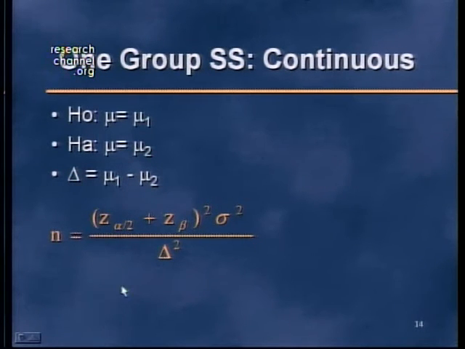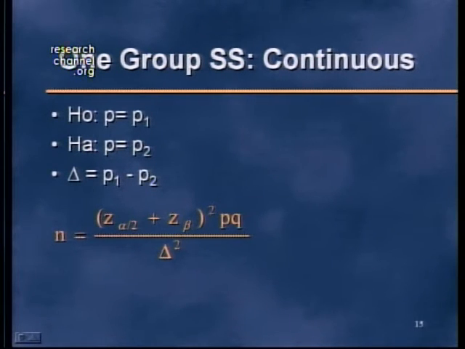And for the hypothesis testing framework, we would need to solve for the sample size as a function of both alpha and beta and variance, as well as this difference that we'd like to detect between a null and alternative hypothesis. So the components of sample size calculation for one group when you have hypothesis testing are specifying alpha and beta, taking a guess at the variance, and specifying the delta that distinguishes the null hypothesis and the alternative.